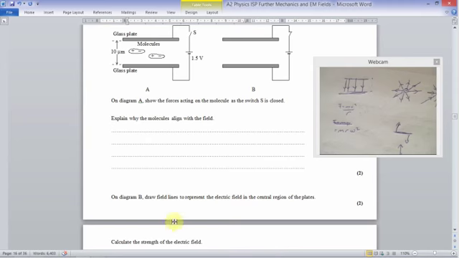Diagram B, draw field lines to demonstrate the electric field in the region of the plates. Remember when you're drawing electric field lines, you've got at least three field lines drawn, and they need to be in the correct direction. So it's from positive to negative, so the arrows point towards the negative side. Look back at the explaining everything task if you need help with that one.